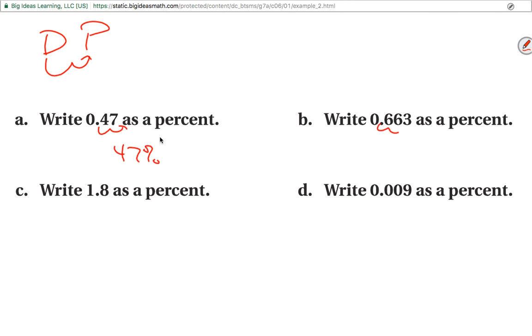Next, 66.3%. Very good. Then this one right here, 18.19. Again, 2 spots, so it's 180%. Can you have more than 100%? Yeah, for sure. The next one is 9.9%. Very good. 0.9% for that one. Hopefully you've seen the pattern.